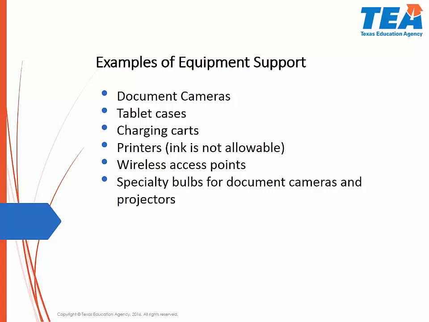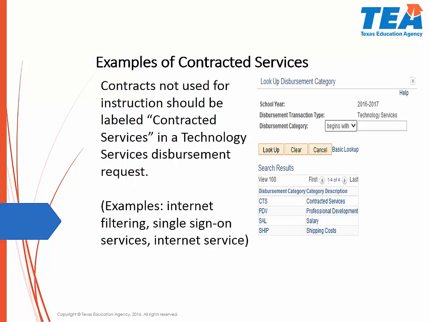Contracts not used for instruction should be on a technology services disbursement request with contracted services as the category. Some examples would be internet filtering, single sign-on services, and internet service. If you are using this for internet service, please add the dates of service into the disbursement request.